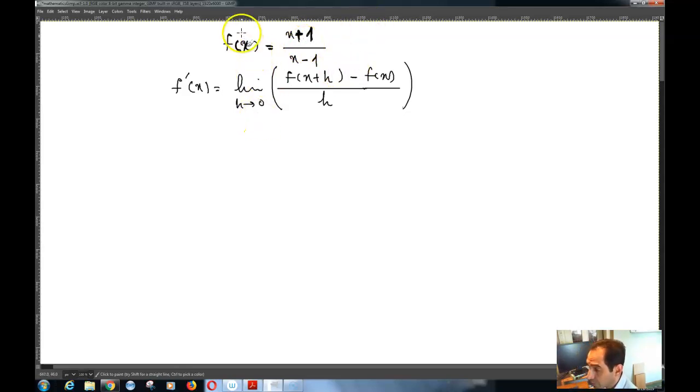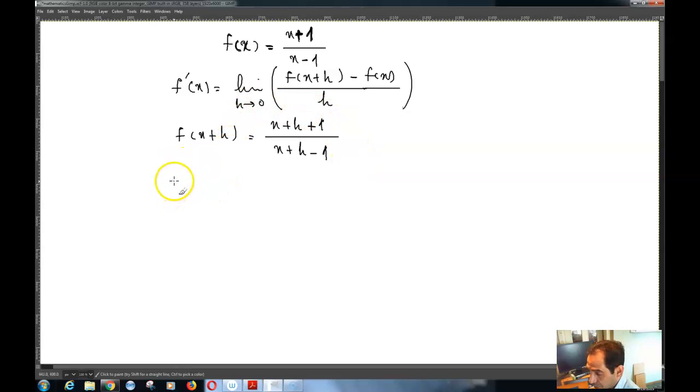If I calculate f of x plus h here, it will give me x plus h plus 1 over x plus h minus 1, and then you can put it in this formula to calculate your f prime of x. But as I may make a mistake, I'm going to calculate the derivative of the function using the quotient rule that we found, and then we come back here and calculate the derivative of the function.